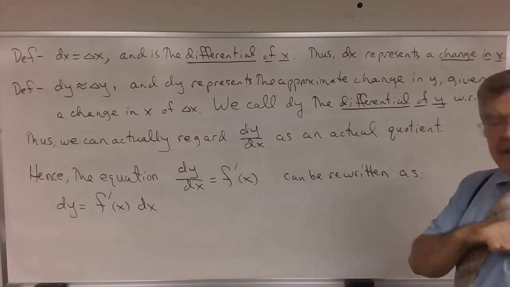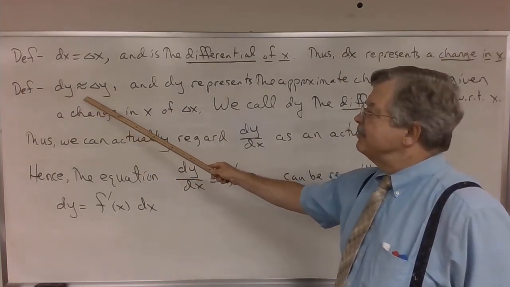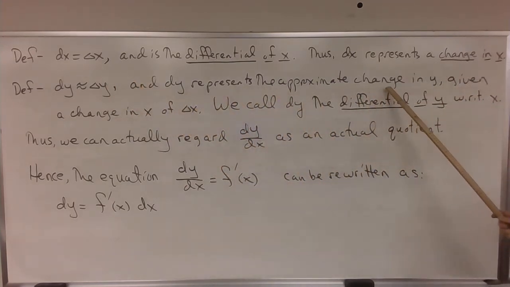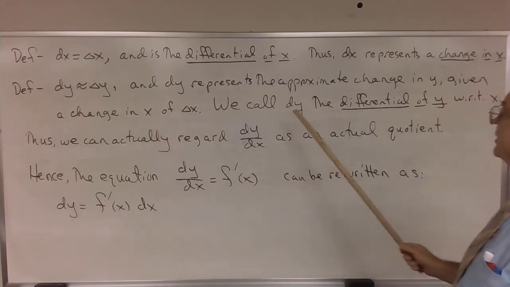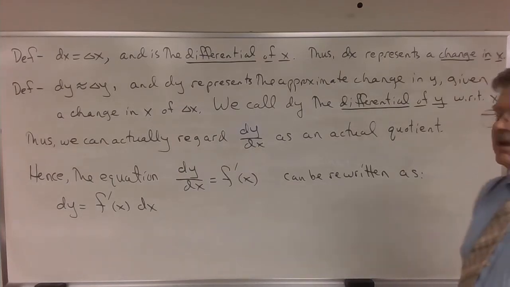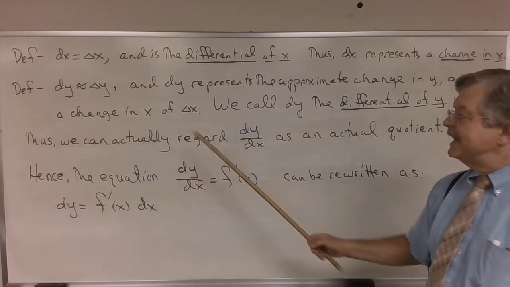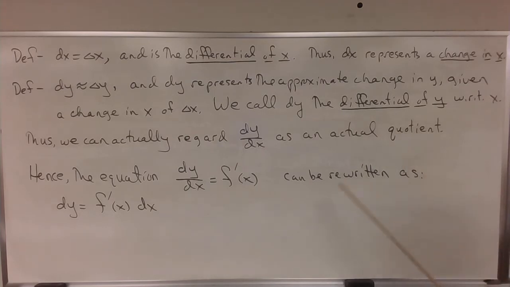Okay. Maybe I better start all over with dy. dy is approximately delta y, and dy represents the approximate change in y given a change in x of delta x. And we call dy the differential of y with respect to x. Now, if you're not getting all of that, don't worry. Here's the point. Thus, we can actually regard dy dx as an actual quotient.